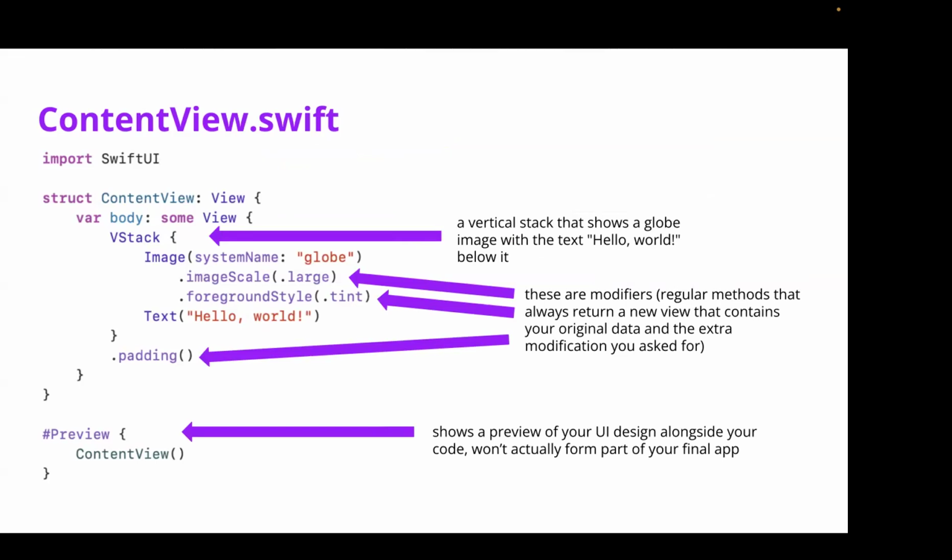Then right here, imageScale, foregroundStyle, and padding are all modifiers, which are regular methods that return a new value that contains the original data and also the extra modifications you asked for. So imageScale is large, so the globe is large. There's a tint on the foreground style, and there's also padding on the bottom. At the very bottom, we have #Preview, and that shows the preview of your UI design alongside your code. But this won't actually be part of your app because it is just a preview.